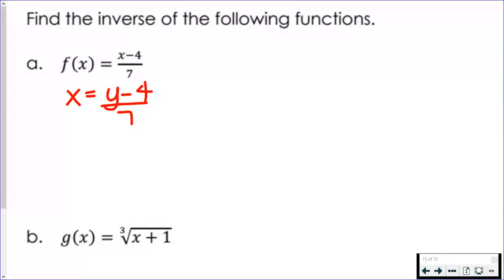So I'm switching my x and my y, and now I'm going to solve for y. I want to get rid of that denominator first. And since a denominator is really division, the opposite of that would be multiplication. The next step would be to add 4, and then we have our inverse.